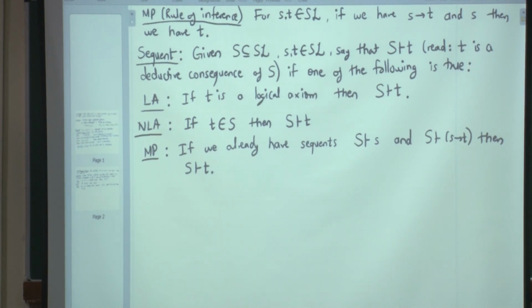Okay, now the most important definition. A proof, or a formal proof, more precisely, is a finite list of sequents.